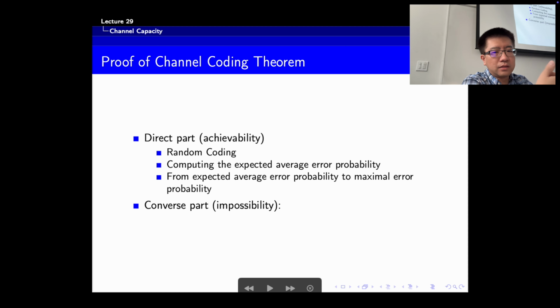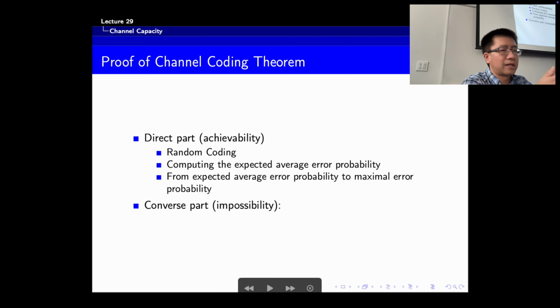And last but not least, we need to convert the expected average error probability to the maximum error probability. There are two steps here. The first step is to convert from the expected average error probability to the average error probability, getting rid of the expectation. That part is easy, because if the expected average error probability goes to 0, then there's at least one code such that the error goes to 0. For the other part, converting from average error probability to the maximum error probability, that's kind of tricky.